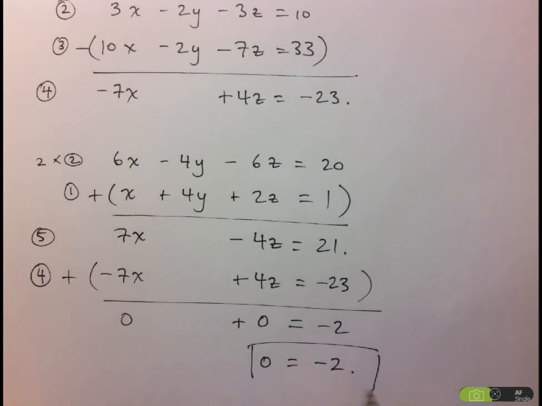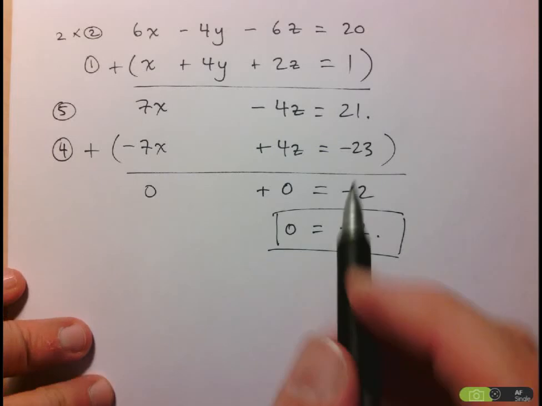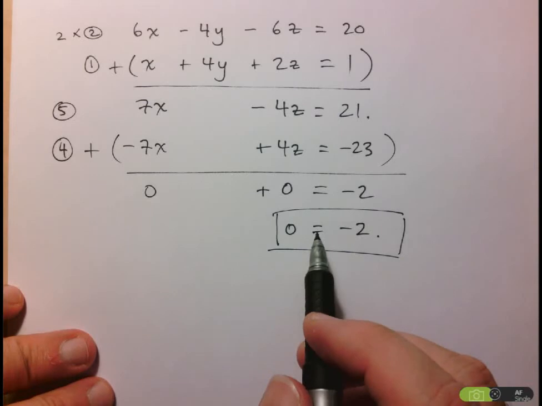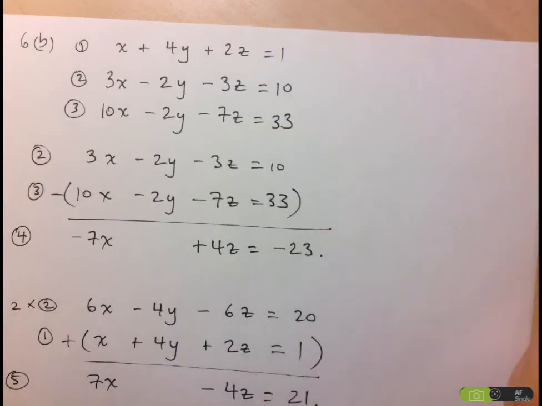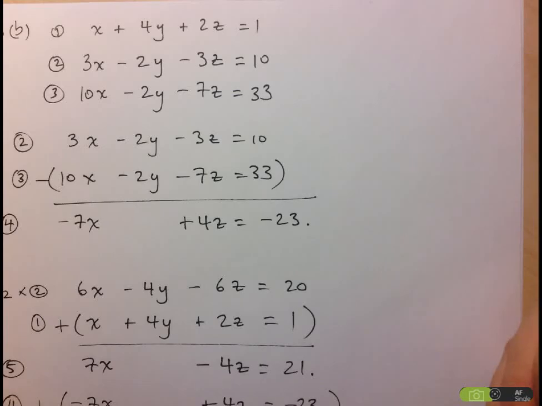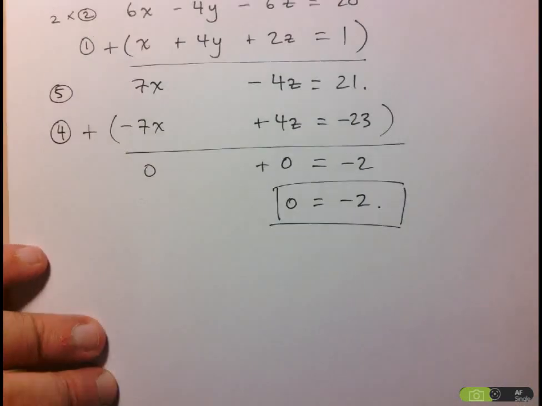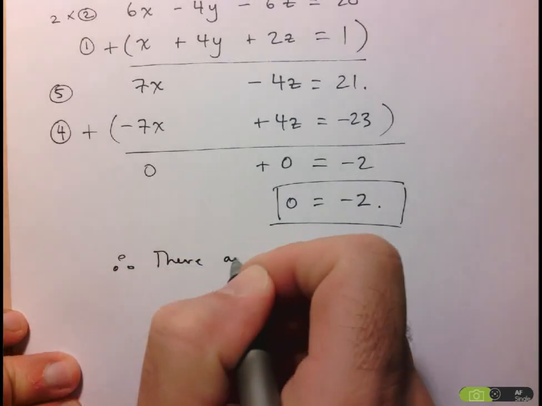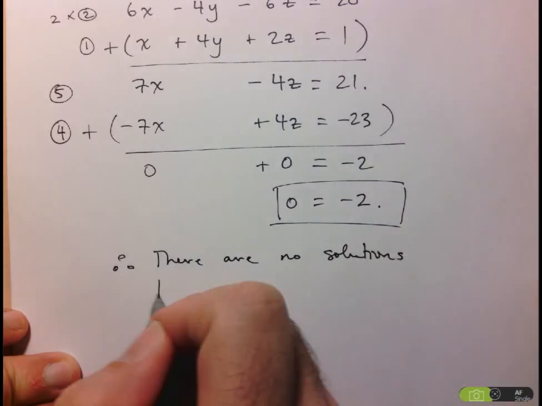And that's a contradiction because 0 is never equal to -2. So the conclusion that we can make from this is that there cannot be any solutions to this system of equations, because when we solve it using our operations, which we can use to solve a system of equations, it leads us to this contradiction. So we can say here that therefore there are no solutions to this system.